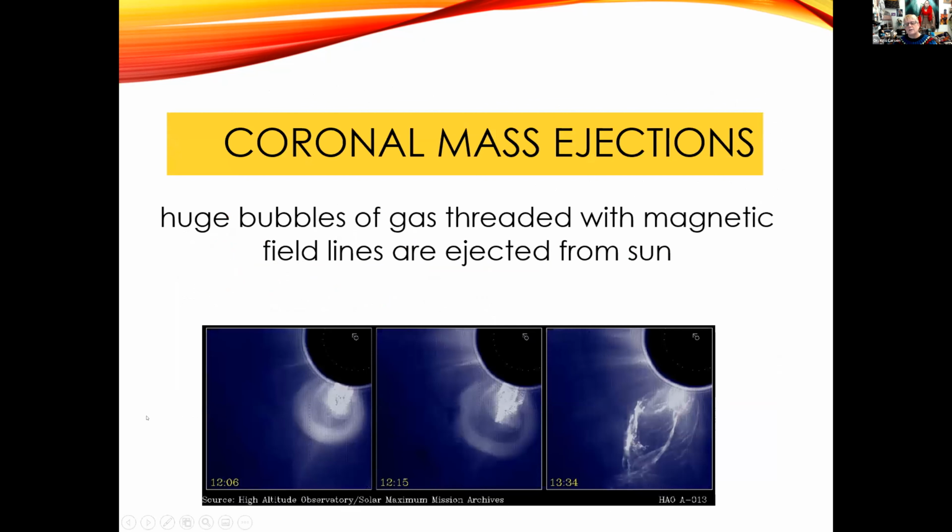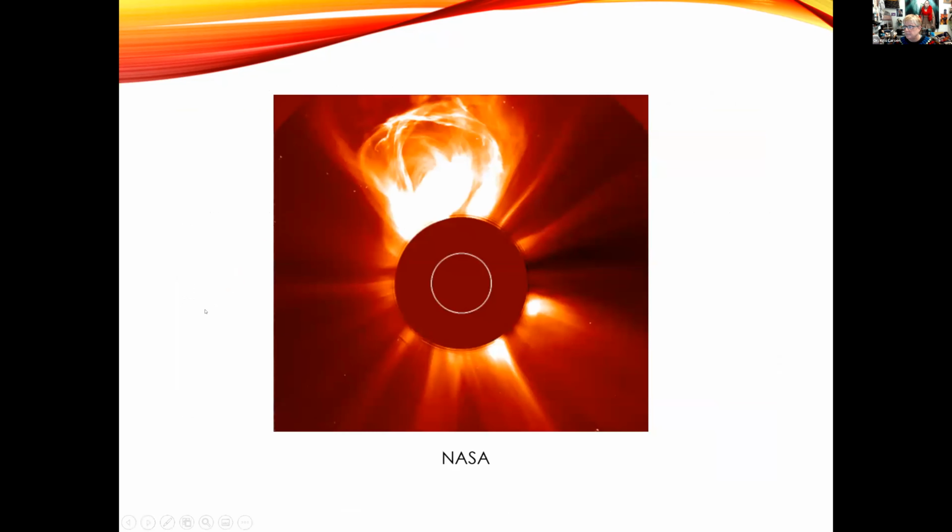So when our sun sheds this magnetic field, it creates these huge bubbles of gas called coronal mass ejections. And these have direct consequences to our planet. Here, for example, is a beautiful picture from NASA where we've blocked out the photosphere, and we can just show you these huge magnetized bubbles of gas coming out of the sun. And sometimes they come in our direction.